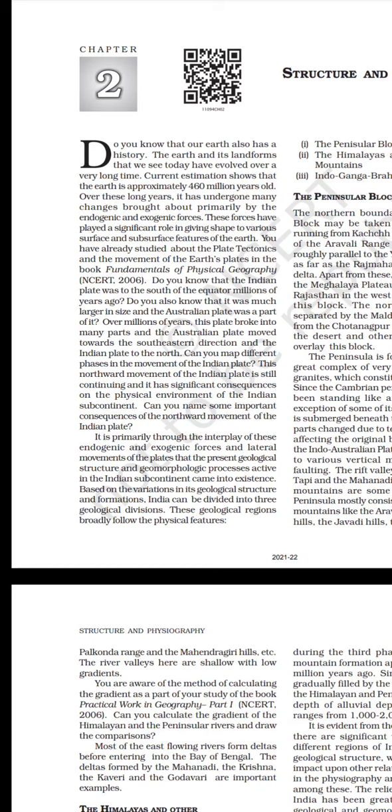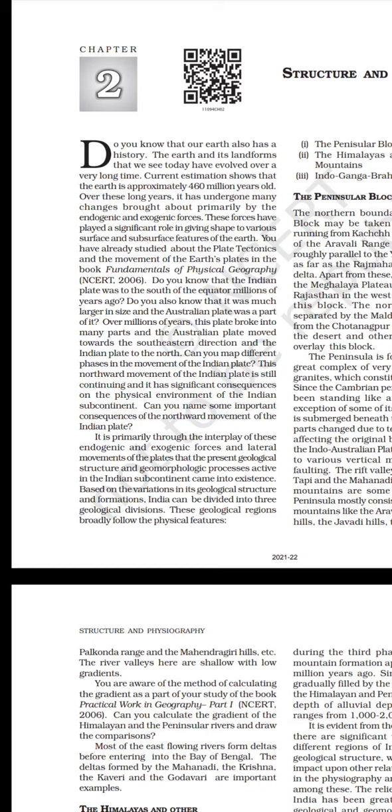You have already studied plate tectonics and the movement of the Earth's plates in the book Fundamentals of Physical Geography, NCERT 2006. Do you know that the Indian plate was to the south of the equator millions of years ago? Do you also know that it was much larger in size and the Australian plate was a part of it? Over millions of years, this plate broke into many parts and the Australian plate moved towards the southeastern direction and the Indian plate to the north. Can you map different phases in the movement of the Indian plate?